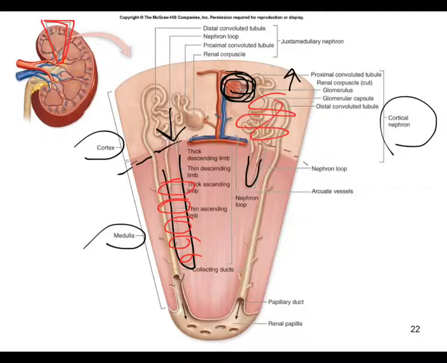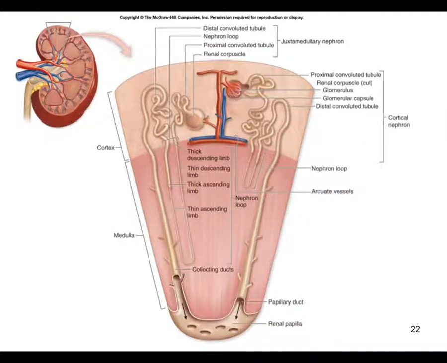Now, once the fluid has gone through, let me clear this. So let's try to follow this fluid. I'll put it in dark blue. So we've just filtered the blood at the glomerulus, and we're going to start traveling through this convoluted tubule. What's happening during that proximal convoluted tubule? What process?